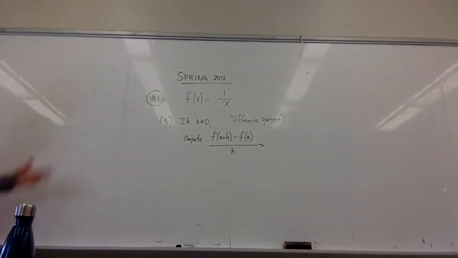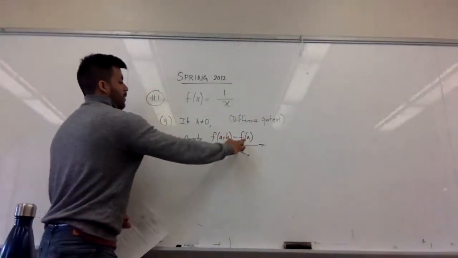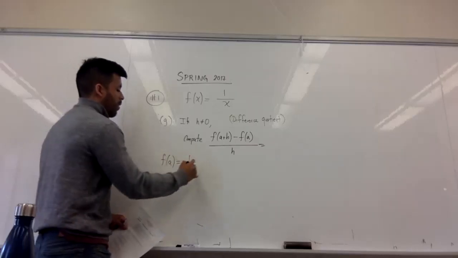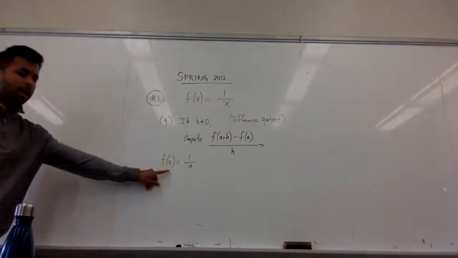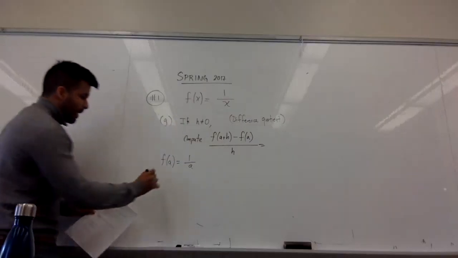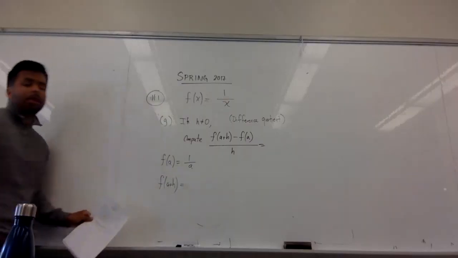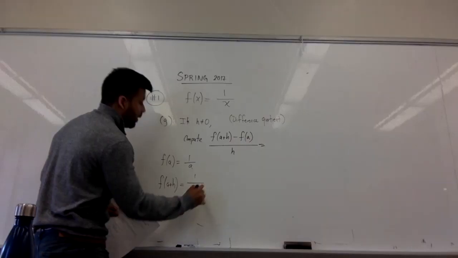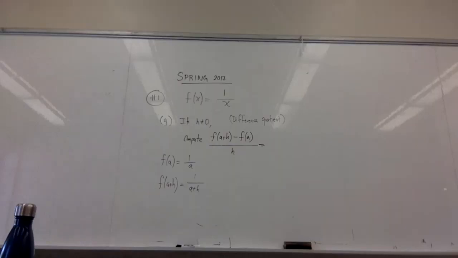Okay, so let's begin. The first thing we have to do is evaluate each of these functions. So what's f(a)? 1 over a. All you have to do is replace the input with the input that you have. So f(a) equals 1 over a. I just replaced the x with the a. And now what's f(a + h)? 1 over a plus h. All I did was replace wherever the input is with the input that I have received.